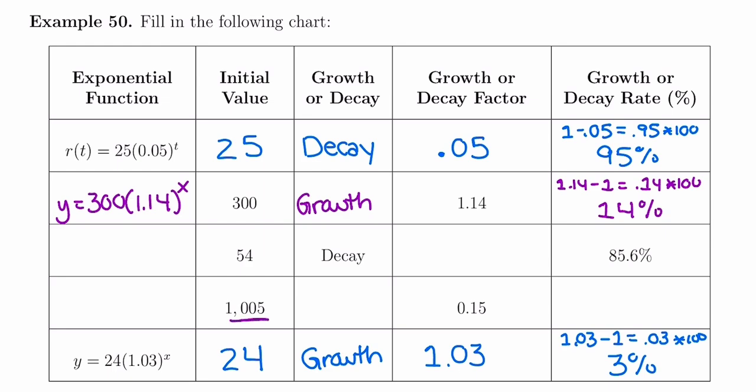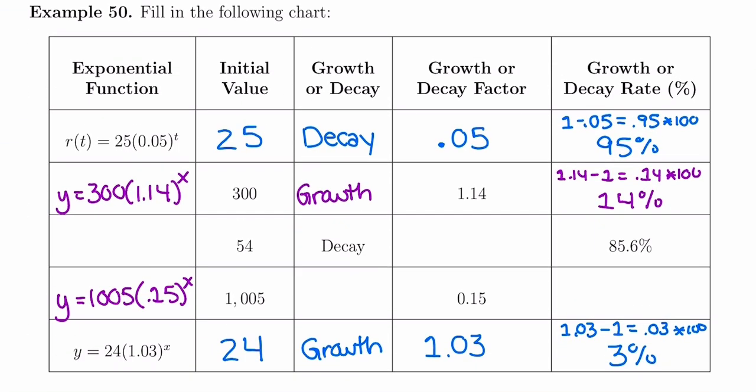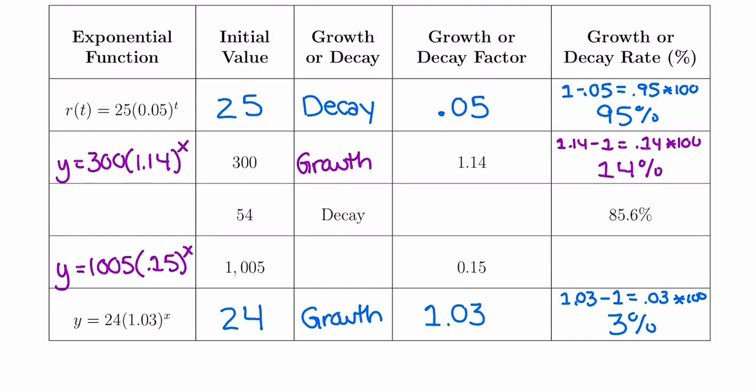Let's look at this box that has the similar things filled out for us. We have C and A. We're going to write the formula ourselves. So y equals 1005, or C, times A, which is 0.15, to the x. So we have decay here. I know it's decay because my value for A is less than 1. So we'll put decay here.